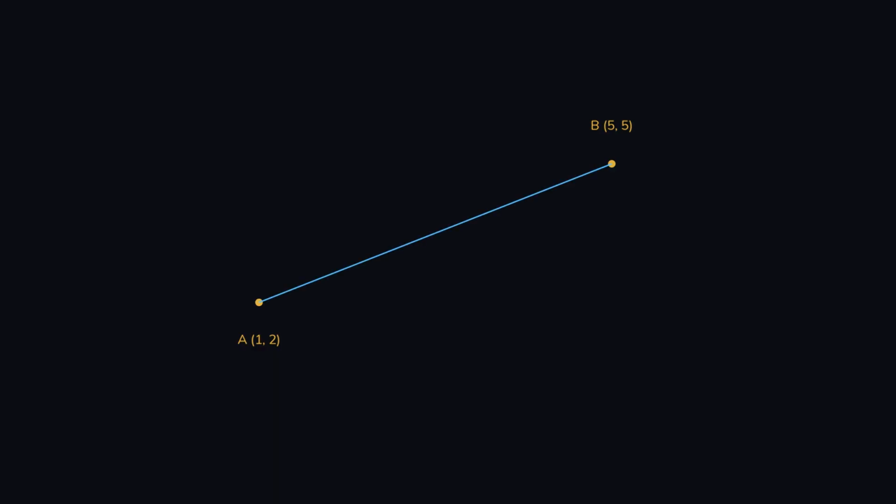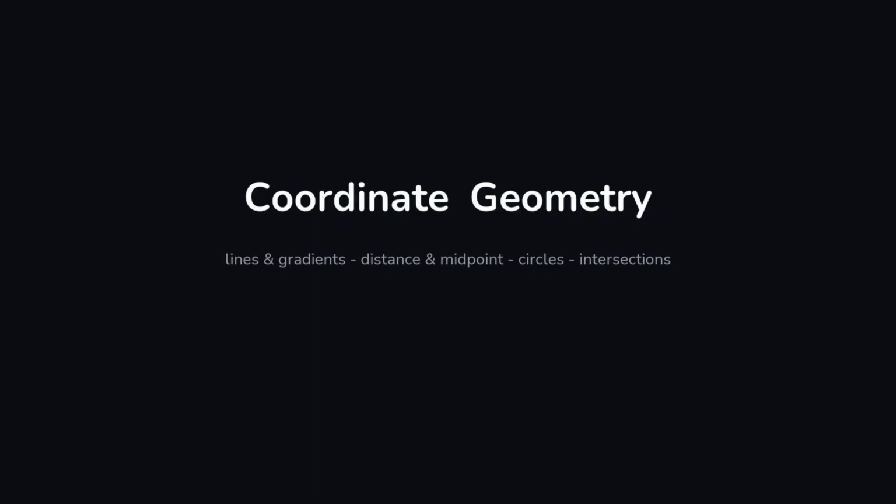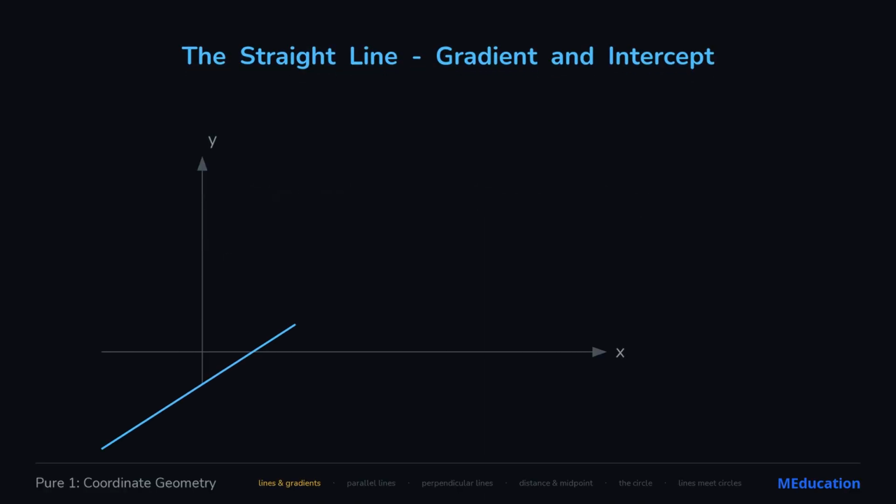From just those 2 points, we can find the line through them, the exact distance between them, the point halfway along, and even the circle they might sit on. Two coordinates in, a whole world of geometry out. Let us see how. Every straight line has a gradient, how steep it is.